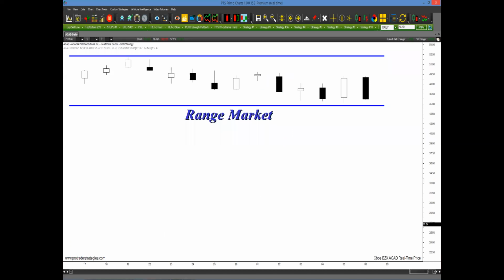Here's another example, ACAD, Arcadia Pharmaceuticals, okay? Range market, right? Gets up to the top of the range, comes back to the bottom, looks like it's going to go back up to the top of the range, right?